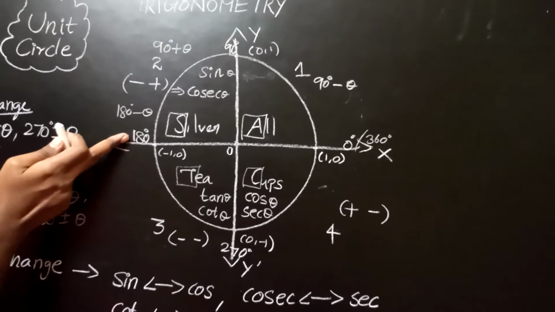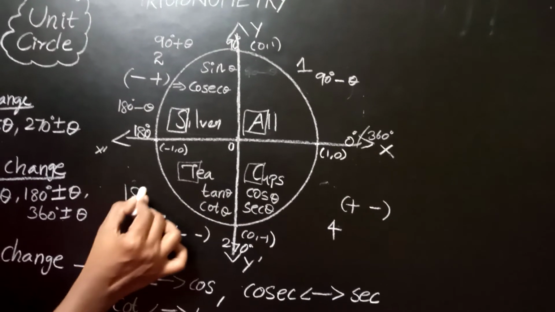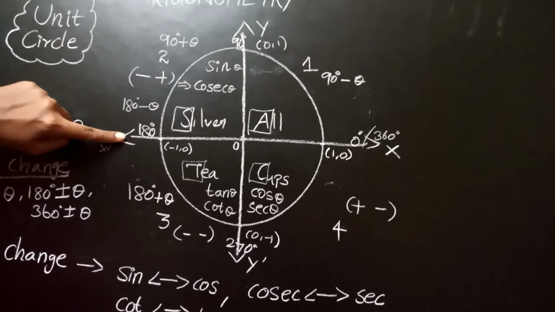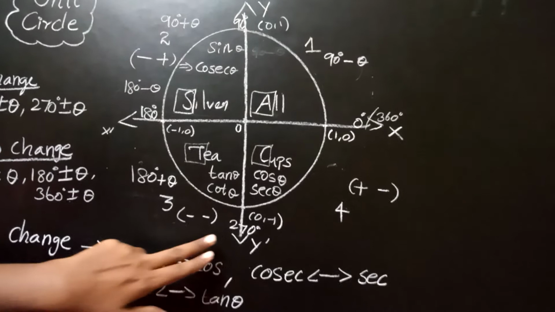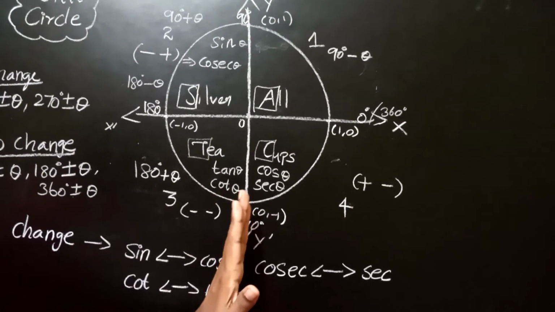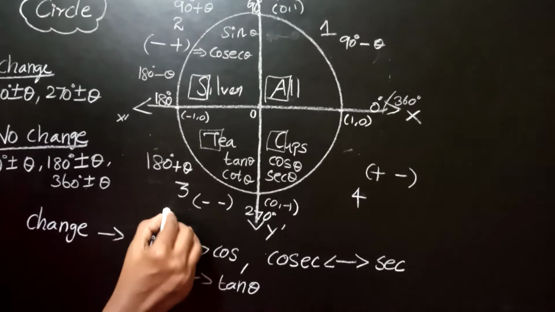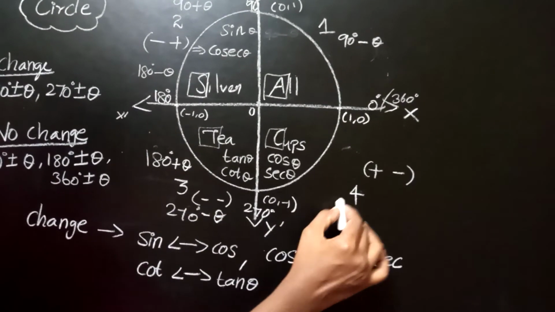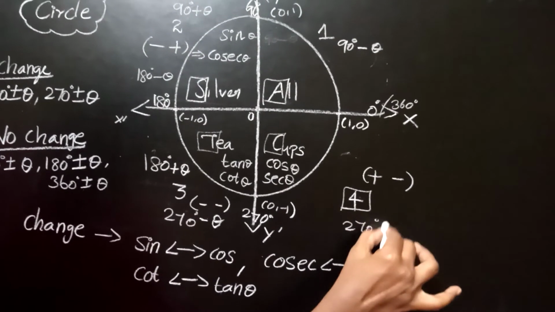Suppose you add something to 180, it will come to the third quadrant. So in the third quadrant we can say 180 degrees plus theta. So 180 minus theta will go to the second quadrant, 180 plus theta will go to the third quadrant. Same way for 270 also. From 270 if you subtract something, it will definitely move to the third quadrant, that is 270 degrees minus theta. When you add something, it will go to the fourth quadrant, that is 270 degrees plus theta.